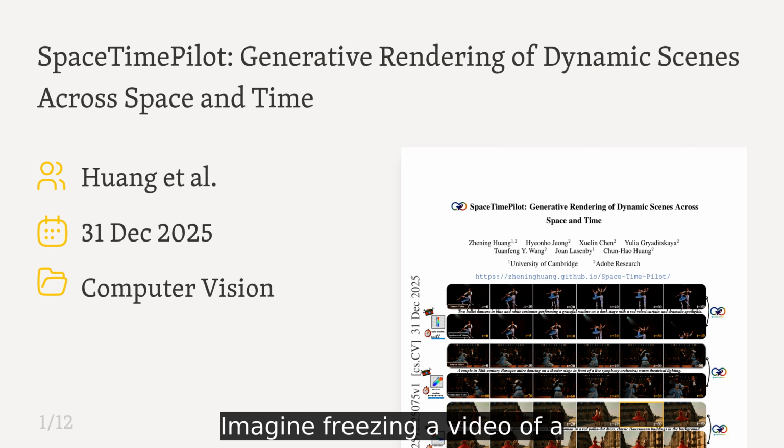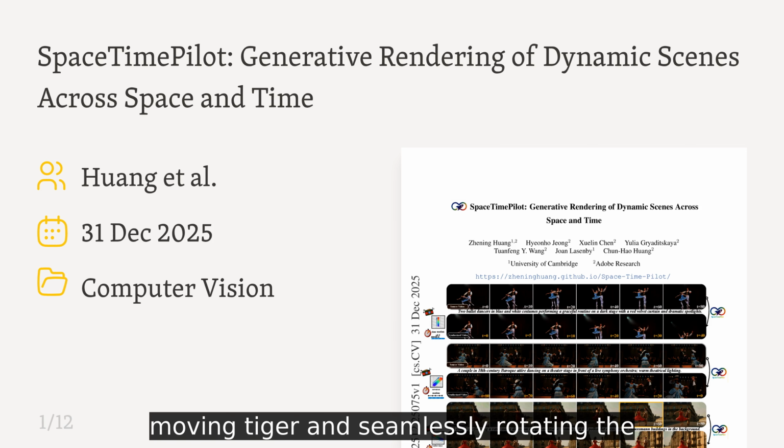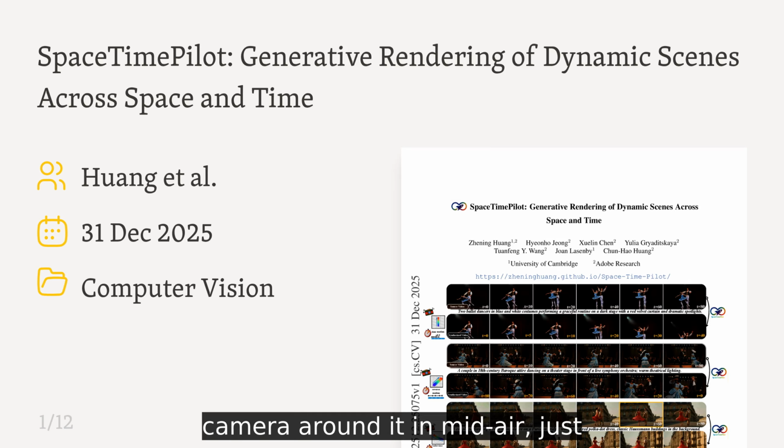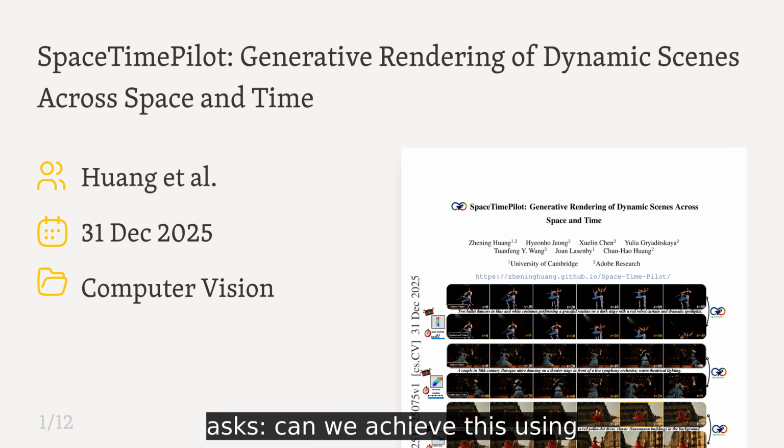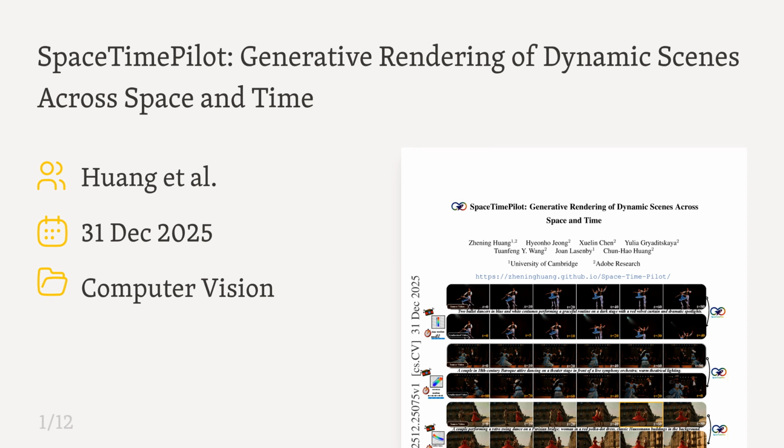Imagine freezing a video of a moving tiger and seamlessly rotating the camera around it in mid-air, just like a Hollywood bullet time effect. This level of control has traditionally required heavy 3D reconstruction, but new research asks, can we achieve this using only generative video models?